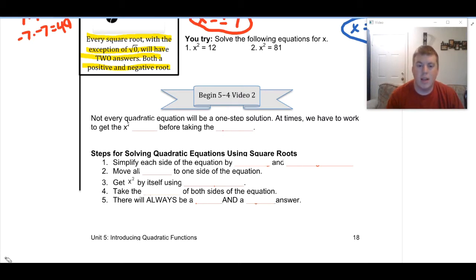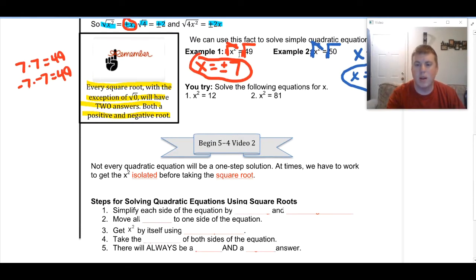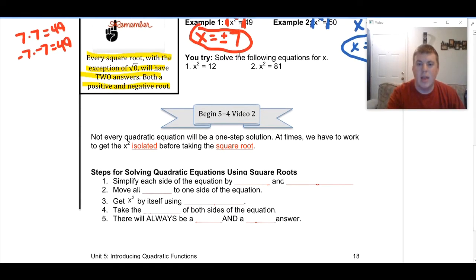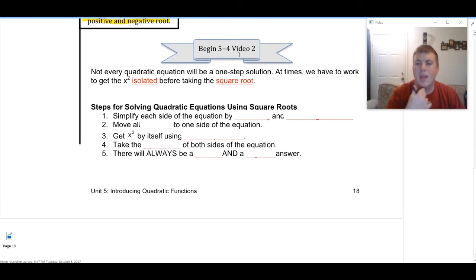So not every quadratic equation will be a one-step solution. Sometimes we will have to work to get the x squared isolated before we can take the square root. In our problems in Video 1, if I scroll back up and look at those, we already had the x squared term isolated. In this video, we're going to take a look at what we need to do to get those x squared terms isolated and then finish with solving the problem there.